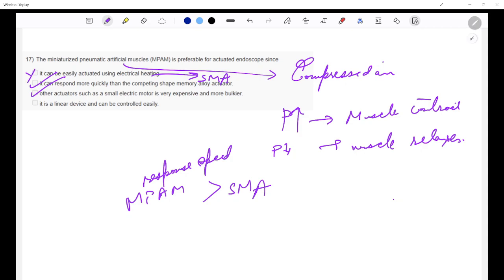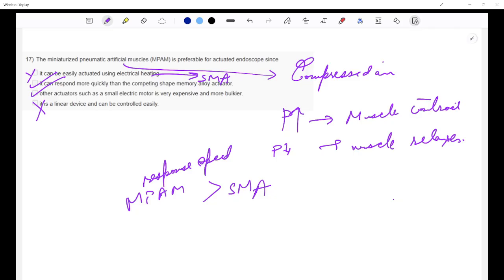And then in option D, we have it is a linear device and easy to control. Pneumatic artificial muscles are non-linear devices. Their behavior involves non-linear pressure-force relationship, hysteresis, compliance. They are not easily controlled linearly. MPAM advantages are that it has fast response, it is compact, lightweight, and suitable for medical robots. So MPAM is preferred in actual endoscopes and not SMAs.